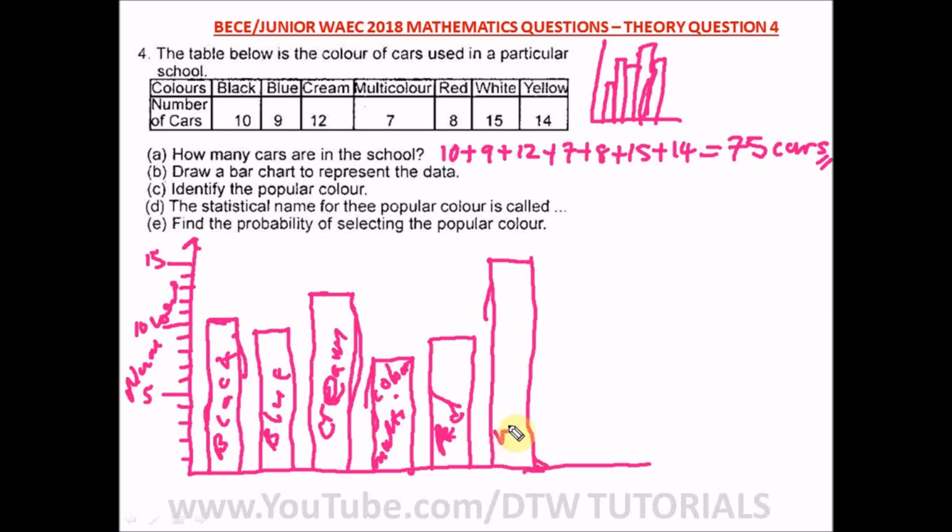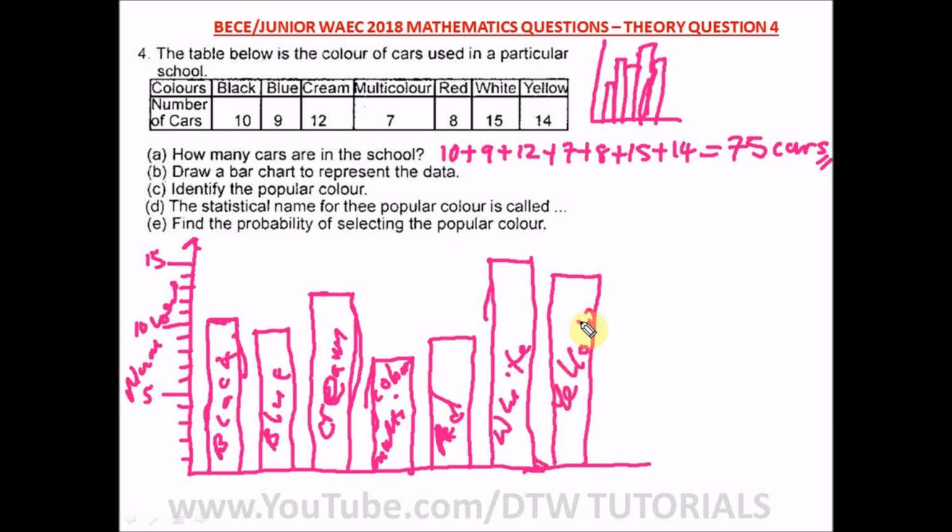Okay, and we have white. Then the next one is yellow. Yellow is 14. So somewhere here, just a line below the white one. Remember to leave your space. Very important, since we are asked to draw a bar chart. Okay, and this is yellow.